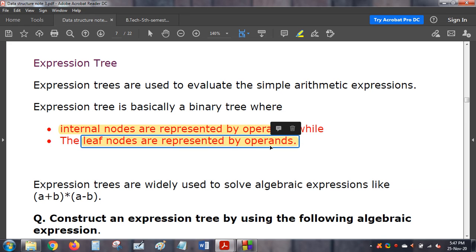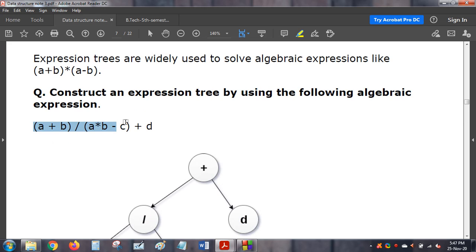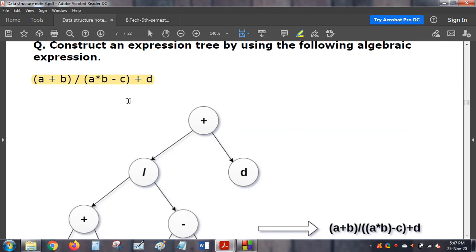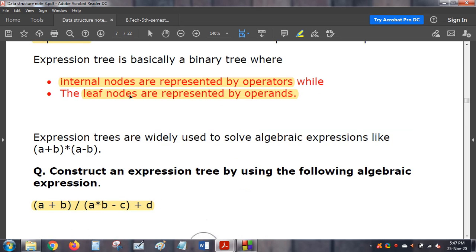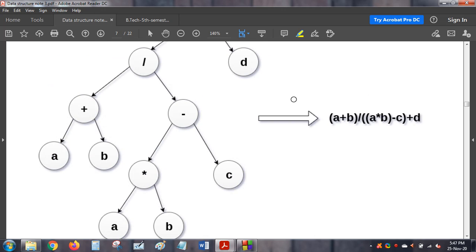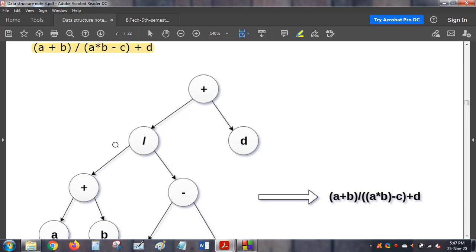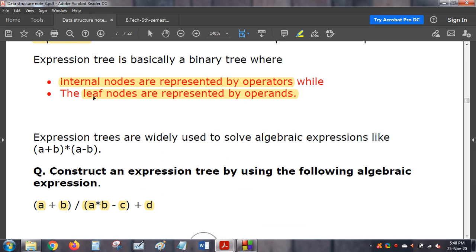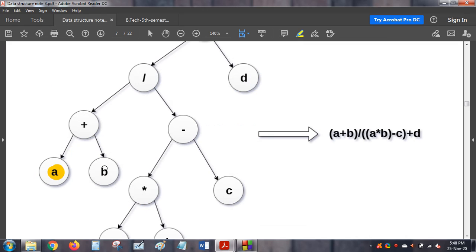Suppose this is an expression. This expression you need to represent in terms of an expression tree. How will you do so? See what we have told you. Leaf nodes are represented by operands. What are operands? A, B, these are operands. Over here this A, this B, C, D, these are all operands. So these operands are represented by whom? By the leaf nodes. These are the leaf nodes. So A, B, because there are no other children, so these are represented.